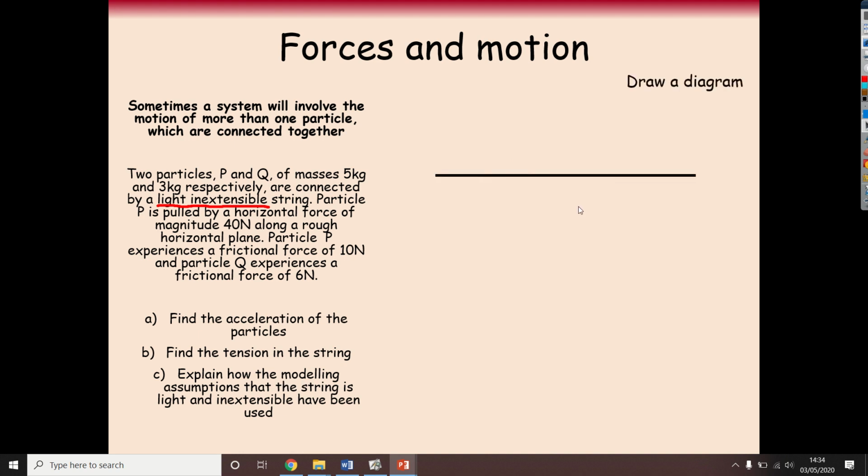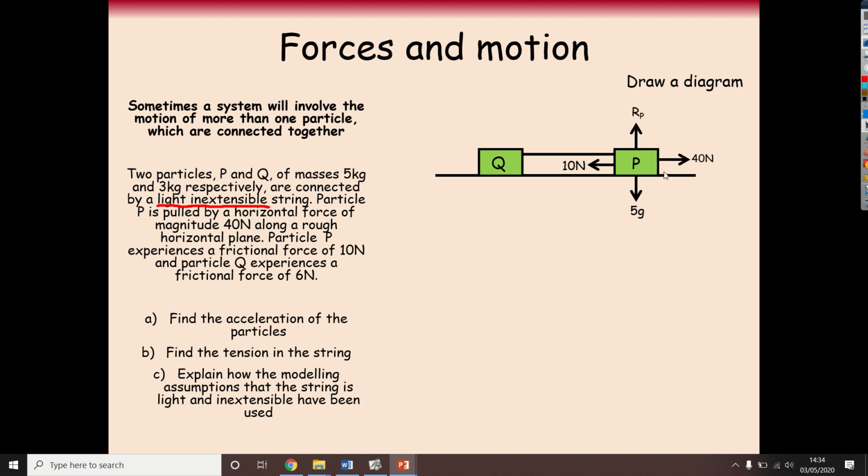So here's the diagram. You've got your horizontal surface that it's resting on. There's your two particles. It doesn't particularly matter which way round they go, but it's done Q then P. They're connected by this string. You've got the 40 newtons across that way, and it's being opposed by a frictional force of 10. That's for particle P. The weight of P is 5g because the mass of P is 5 kilograms.